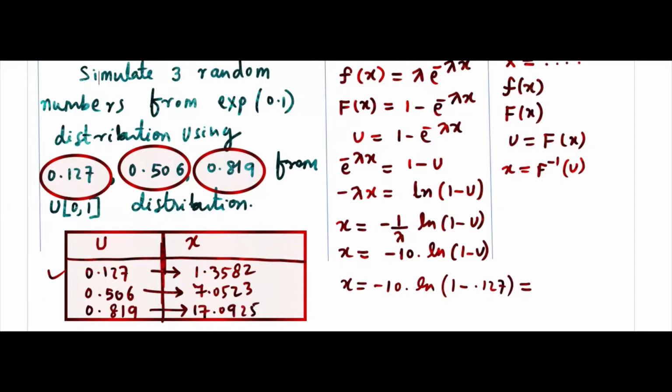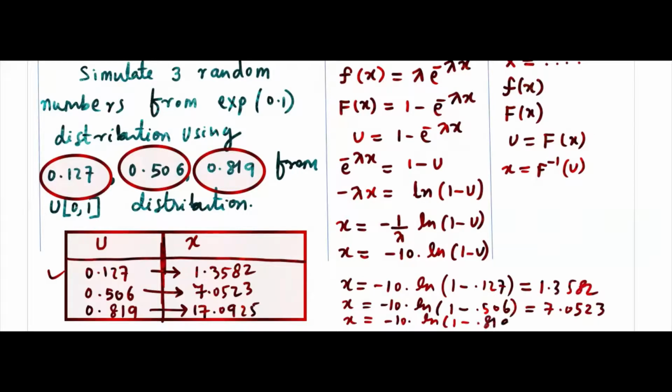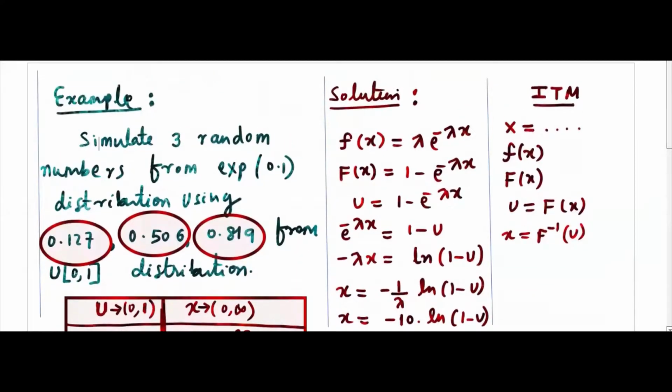If you observe here, the numbers are greater than 1. The range of U(0,1) is 0 to 1, so all the time you will get numbers between 0 and 1 only. But the range of x, because x is from the exponential distribution, is 0 to infinity. So you can get any number here. If you remember the exponential distribution, the range is from 0 to infinity.